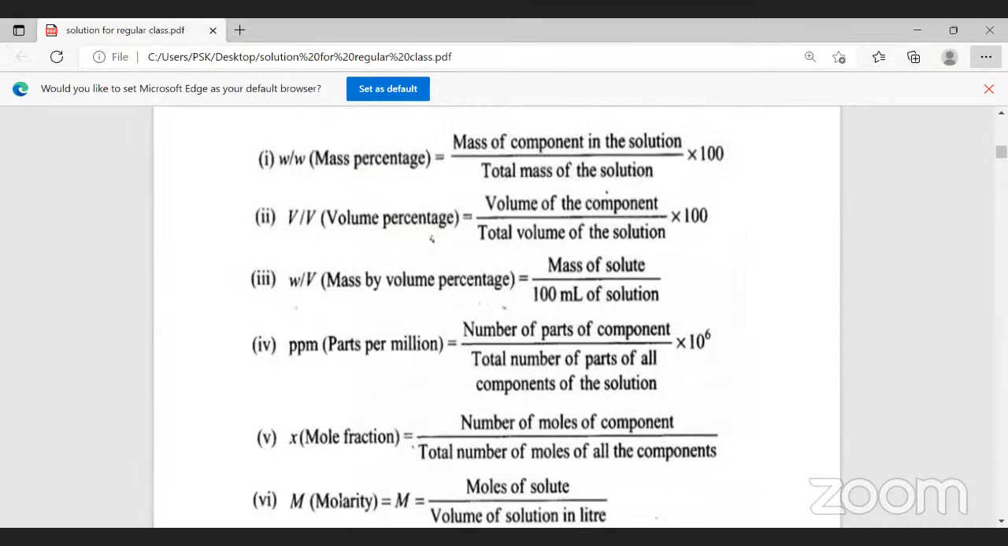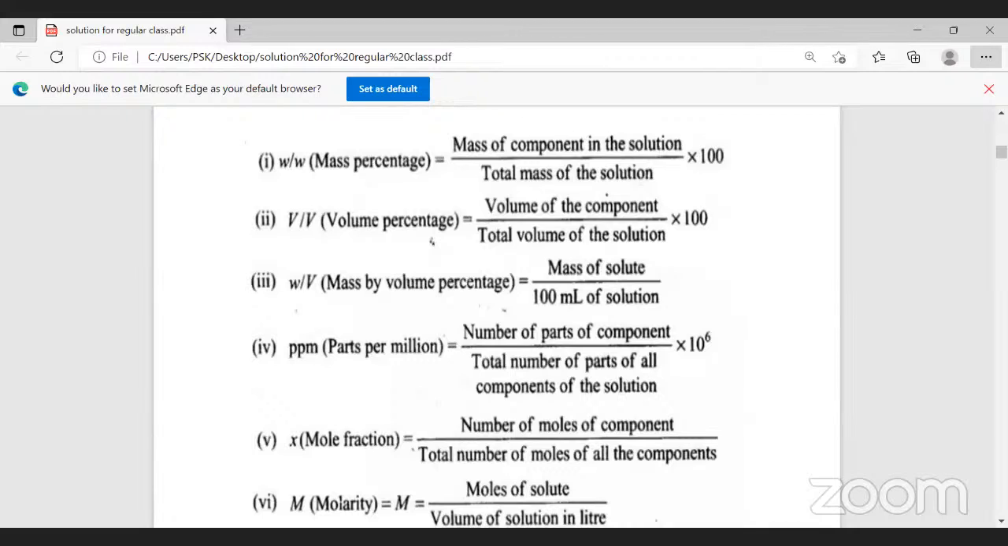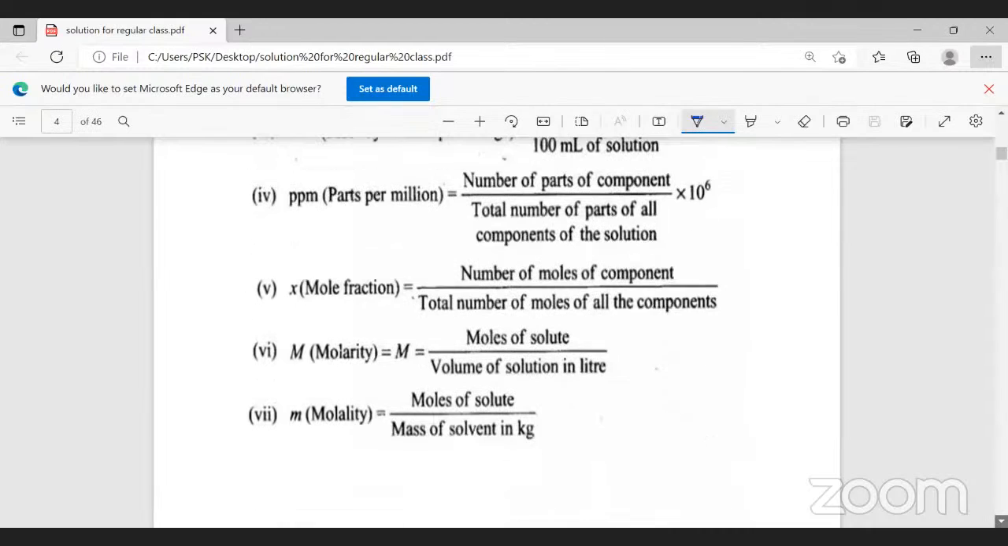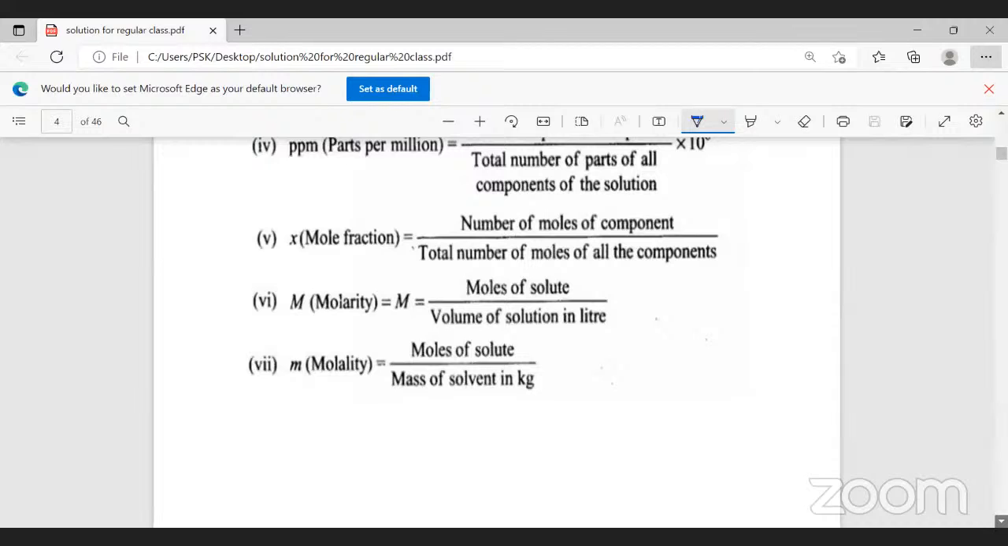I'm just showing the slide so that you will again go through and recollect what you learned yesterday. And then we can start off with a few problems and continue with the next part of the topic, right? So you can just go through these formulas. Many more we'll have to learn as we go through this.